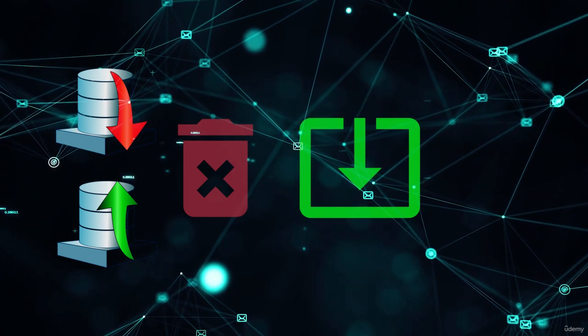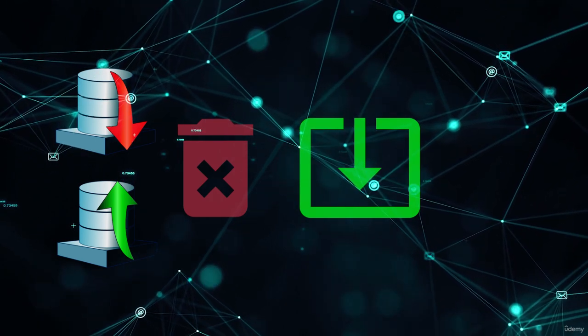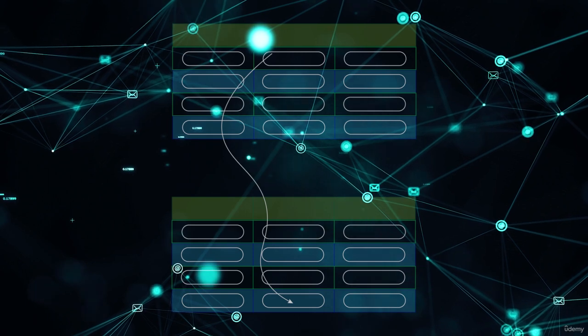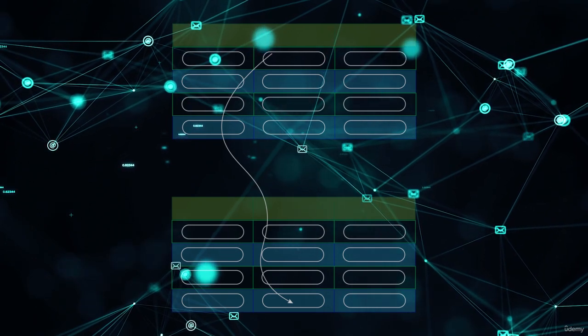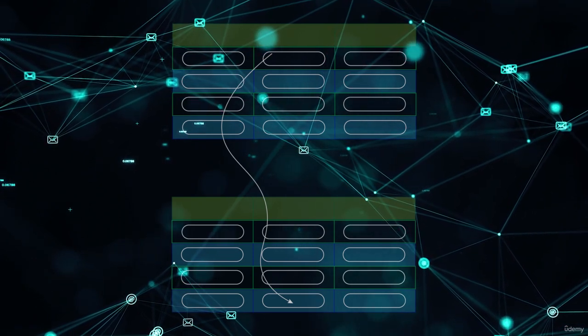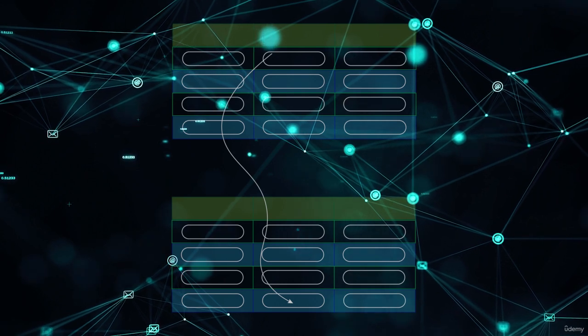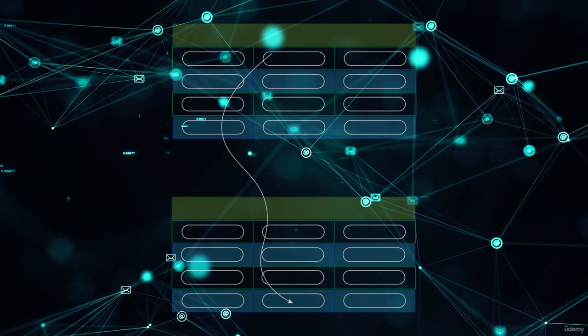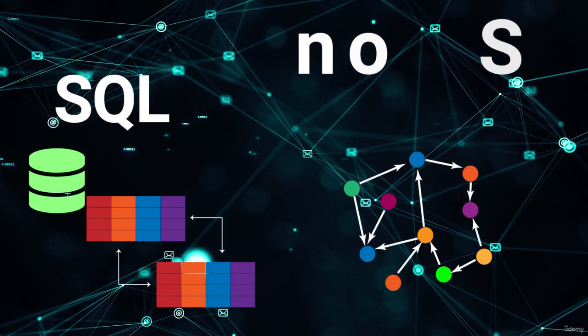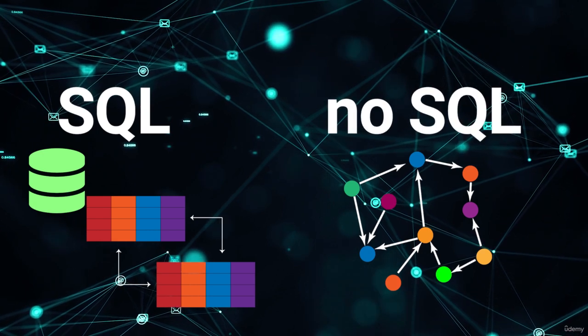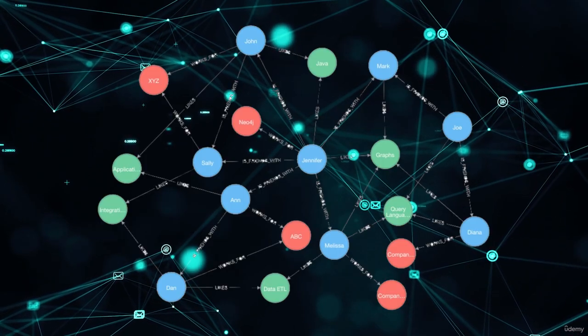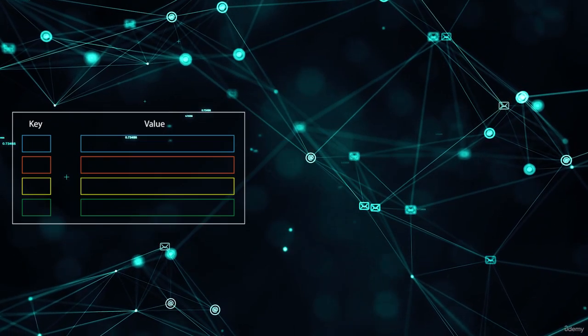Starting with our next lecture, I'm going to introduce you to the relational model. Now, SQL is a relational database. We have many different types of databases. We have SQL, which is relational. We have NoSQL, which is non-relational. We have graph databases. We have key-value databases like Redis.